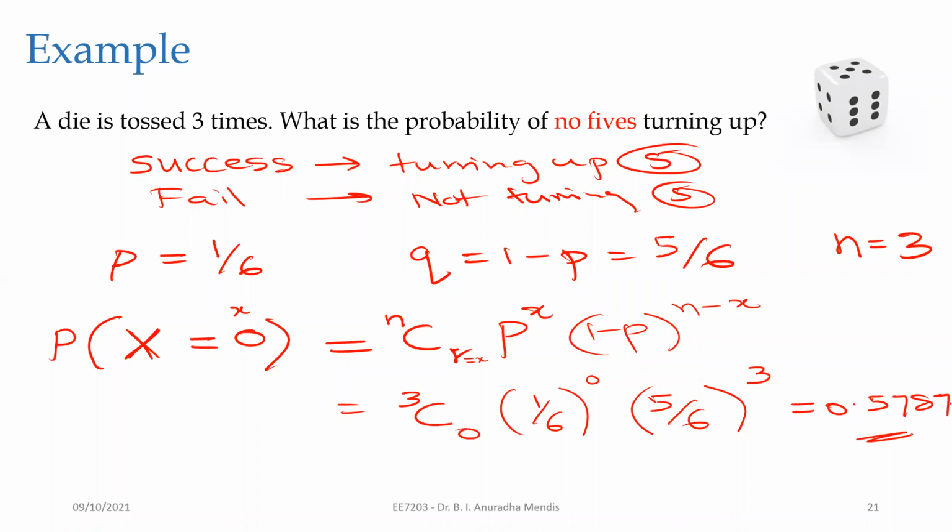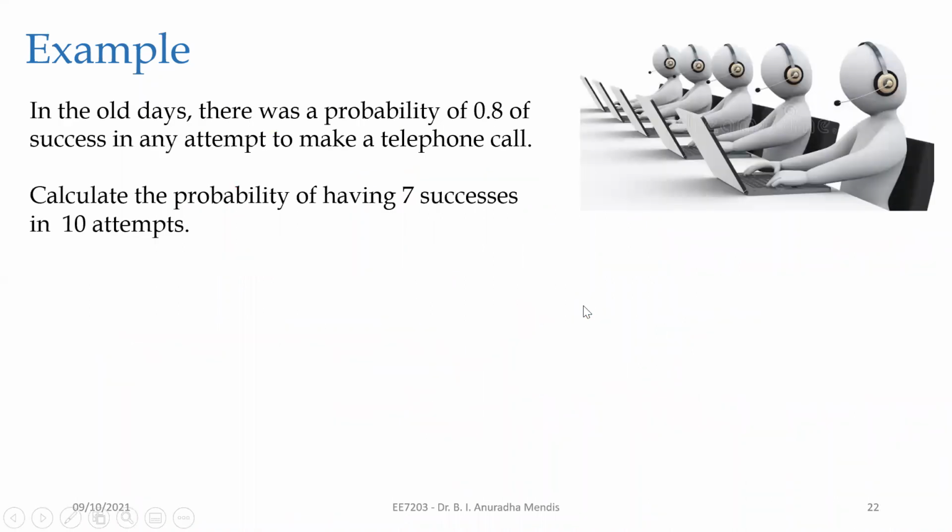Okay, so that means you understood the concept here regarding the binomial distribution. We will go to this example. In very old days, there was a probability of 80%, 0.8, of success in any attempt to make a telephone call. But today that success probability is very close to 1. But in old days, it was like this. Calculate the probability of having 7 successes in 10 attempts.